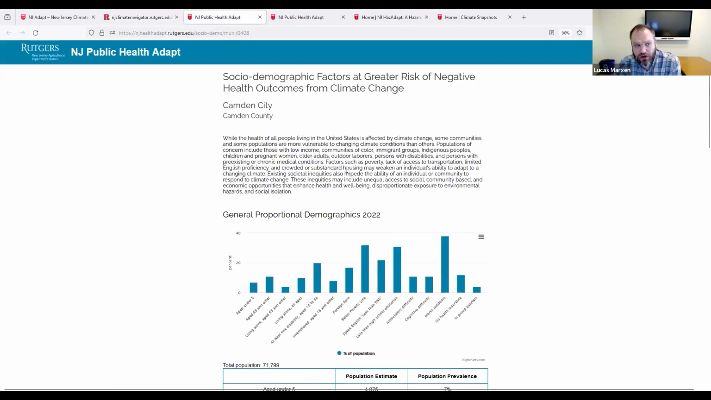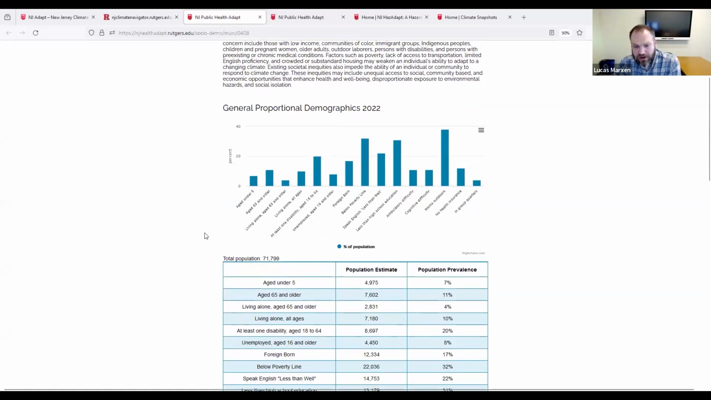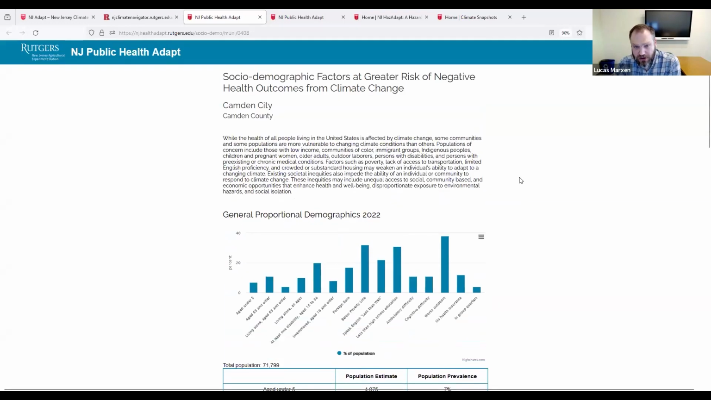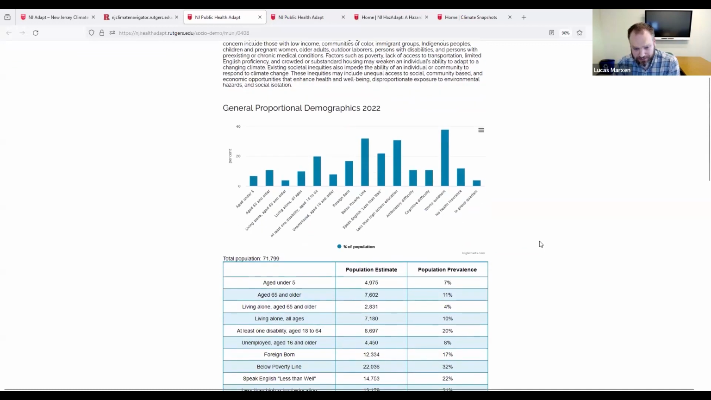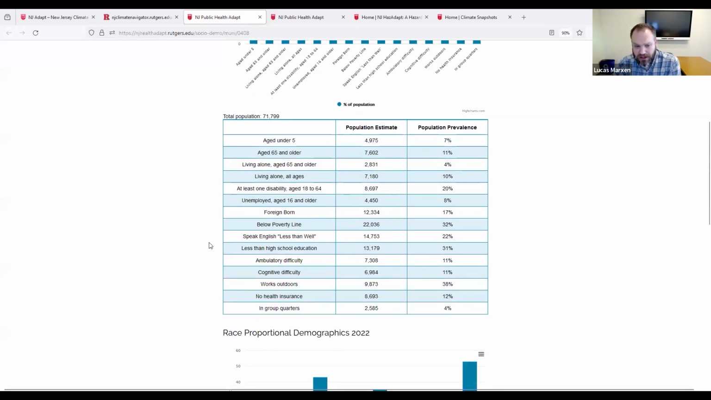This actually links out to our new public health adapt tool, which I'll be talking about next. But we provide data on general proportional demographics, so looking at within your specific location. So in this case, we're looking at Camden City. The amount of people and the percentage of the population that are at specific categories that may be at risk. So people under the age of 5, people age 65 and older, people 65 and older living alone, people with disabilities, things of that nature.